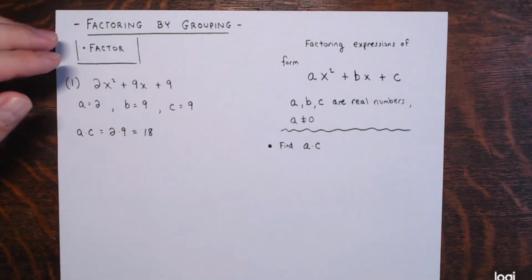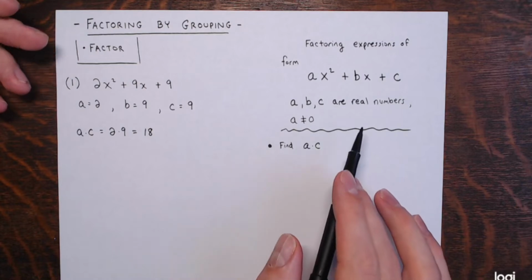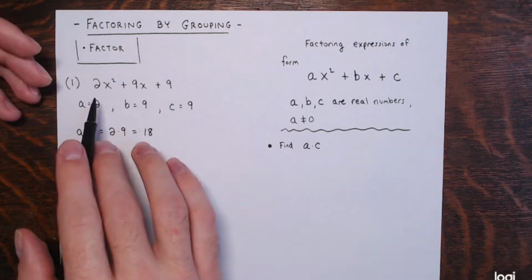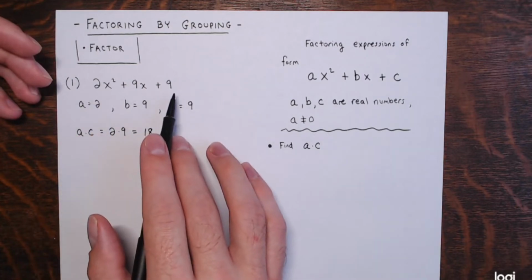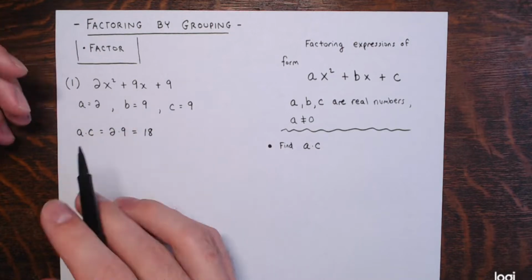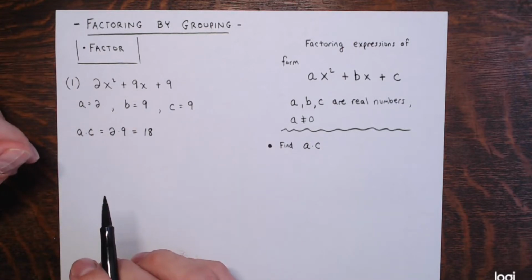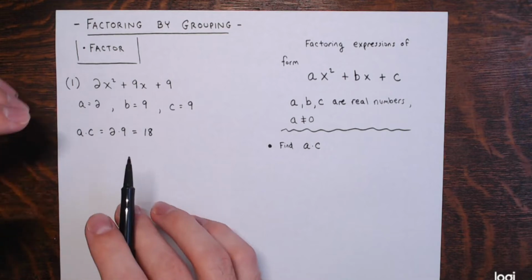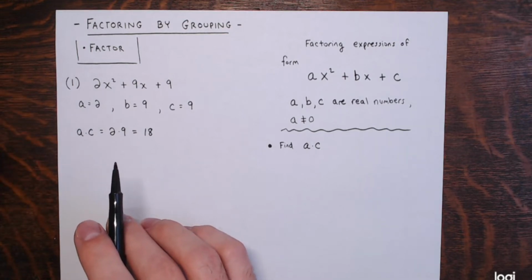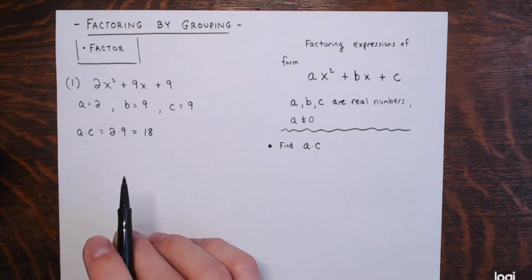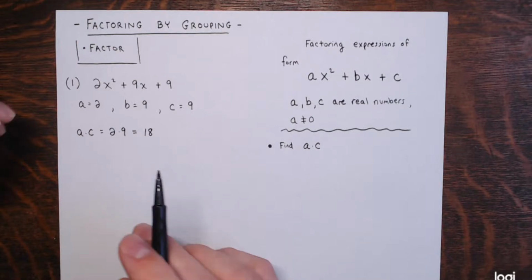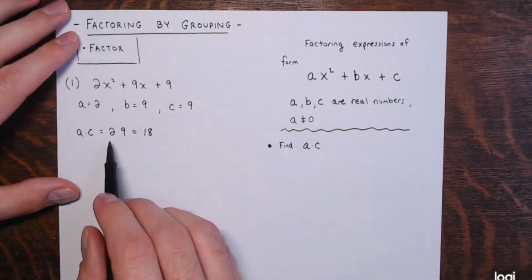I failed to mention that the first step whenever you're factoring is to pull out the greatest common factor, the GCF, but the examples in this particular video won't have that. There is no greatest common factor to pull out other than 1. So first I find a times c, here 18.